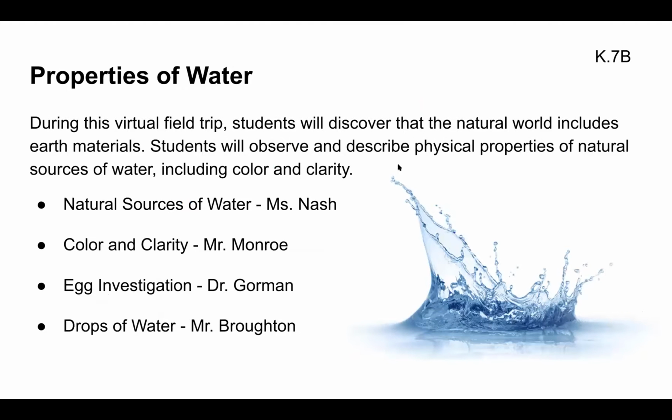This morning's field trip is going to be about properties of water. During this virtual field trip, students will discover that the natural world includes earth materials. Students will observe and describe physical properties of natural sources of water, including color and clarity. We're going to start off by exploring different natural sources of water with Ms. Nash. Next, we're going to explore color and clarity of water with Mr. Monroe. Third, you're going to see an egg investigation with Dr. Gorman. And last, you're going to see a drops of water investigation with me.